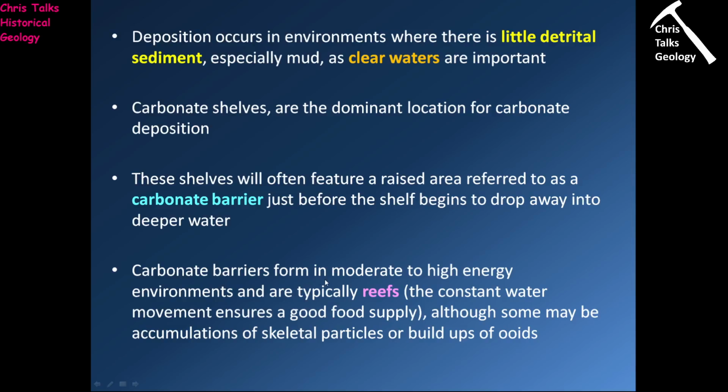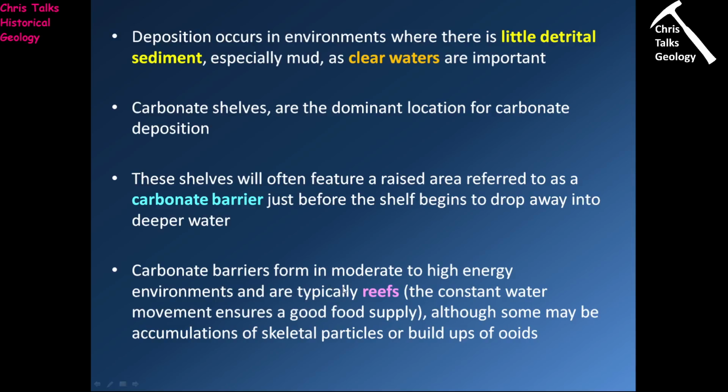Carbonate barriers form in moderate to high energy environments, and they are typically reefs. The reason that reefs like to form in these environments is there's a constant water movement, so you have deep water coming up from the abyssal plain, so down the continental slope. You also have material coming off the continents and heading into that area, so you get lots of material meeting at that location, which means there's loads of life, which means there's loads of food essentially, so you can have nice big communities.